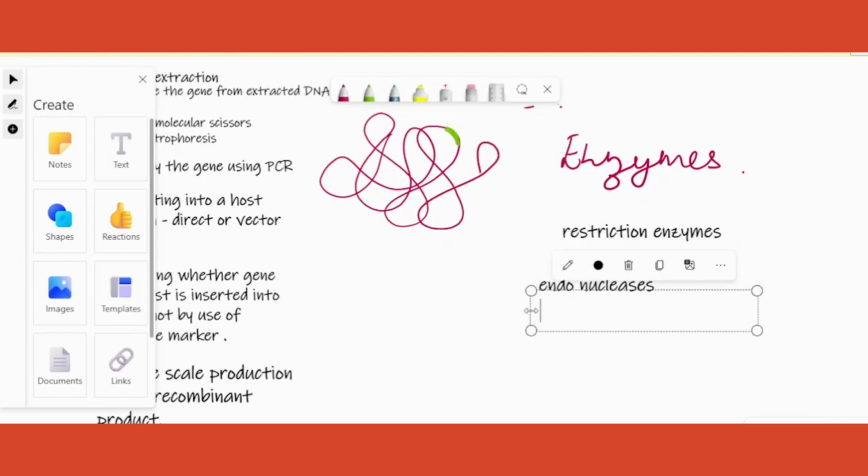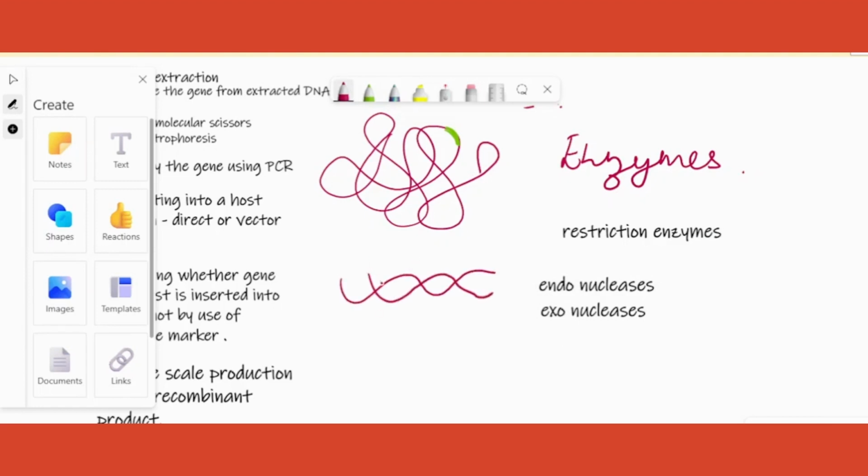Endo usually means what? Endo means from inside, right? The same way, exo means from outside. What are they doing from inside and outside? They're going to cut our DNA. How are they going to cut? Now let us say this is my sequence of DNA. This is my double-stranded DNA. How is each one going to cut? Endonuclease, since it is endo, will cut from within like this, here and here.